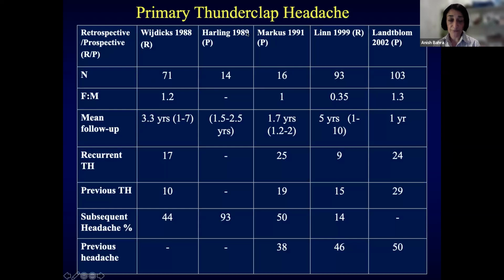And this is the data for that group. So this is the group of individuals. If you look at the N number, these were CT negative, CSF negative. And the mean follow-up here is 3.3 years, 1.75. So the maximum we have is 5 years. And again, this is your sentinel headache, so recurrent thunderclap headache and previous thunderclap headache in this group. Subsequent headaches or any type of headache, again, a high proportion. Prior headache, a high proportion. And this is again a combination of tension type headache and migraine.